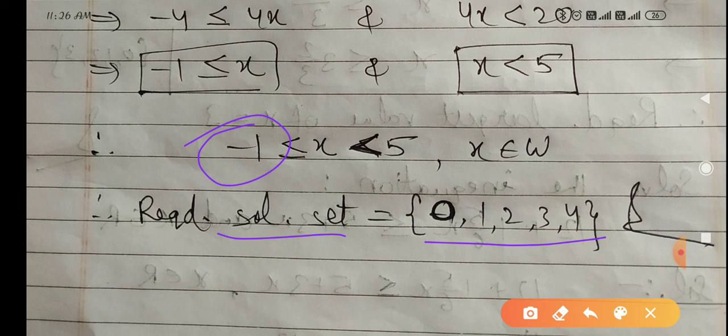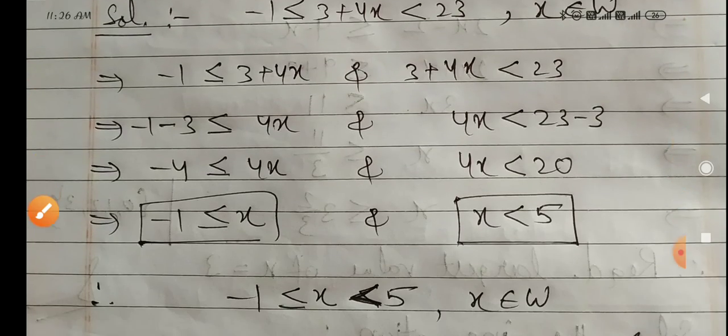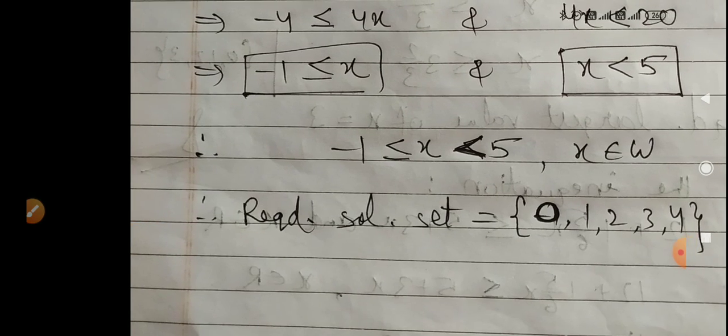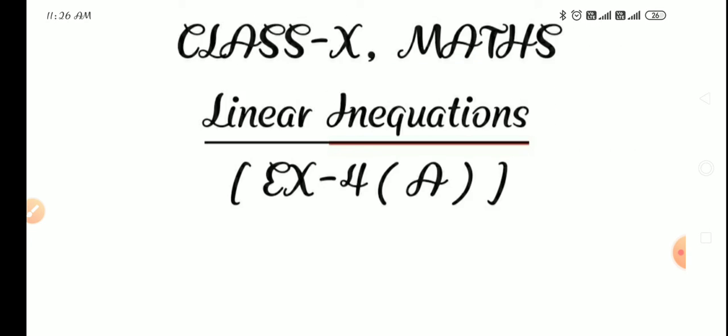So there are 12 questions in this exercise, and this was the 12th question. The remaining questions you can do easily. I hope you have understood what I have explained in this exercise, and now you can do the remaining questions of this exercise. In the next video I will take exercise 4B, some questions of exercise 4B.